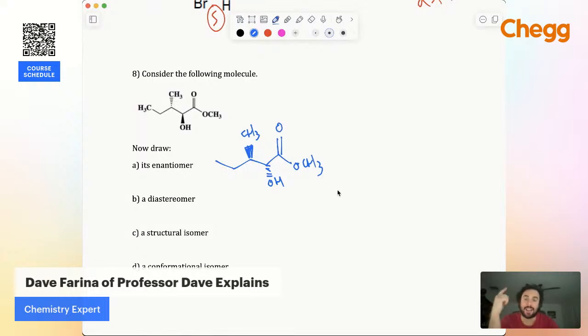Now, if you want to get a diastereomer, notice I said a diastereomer because there are two. If you have two chiral centers, if you invert one chiral center but not both, you will get one of the two possible diastereomers. So let's pick one. Let's put it over here so we have a little more room.